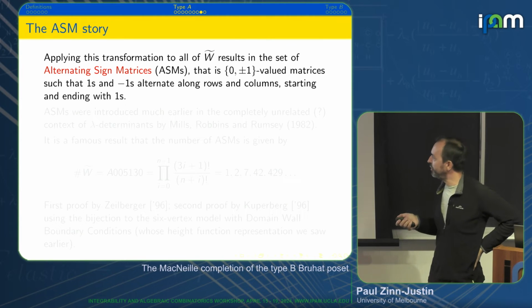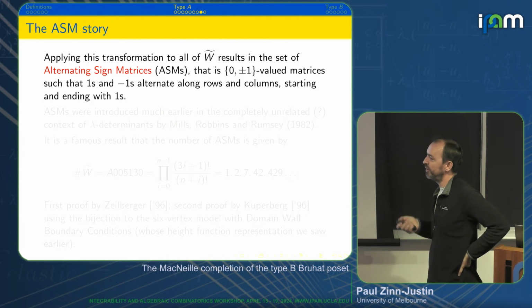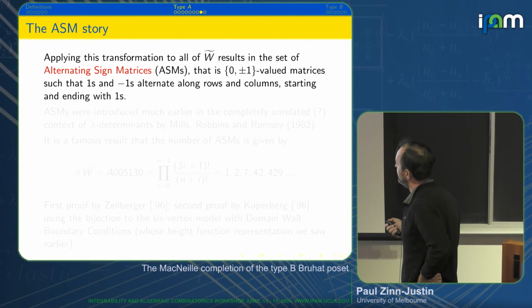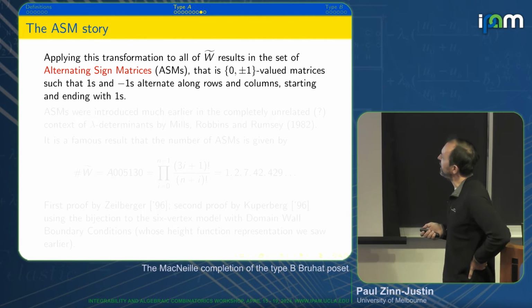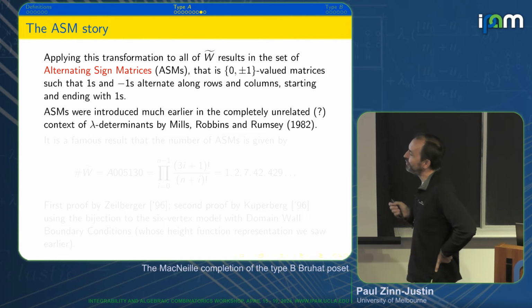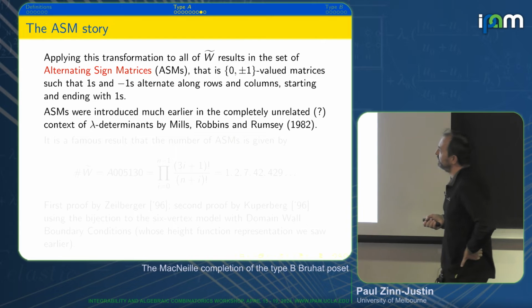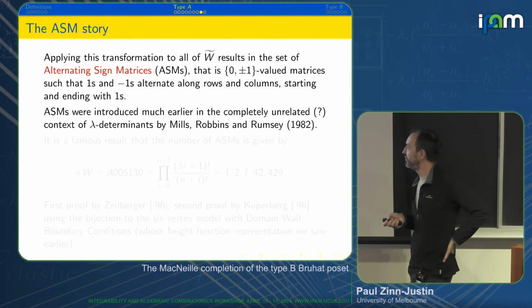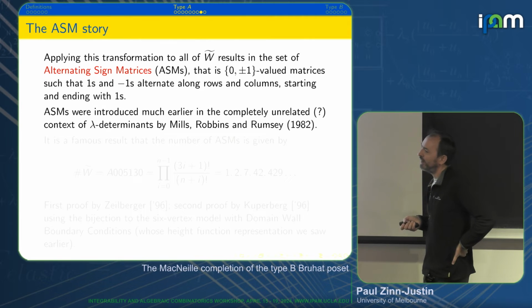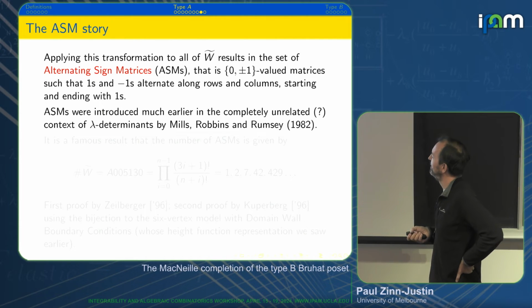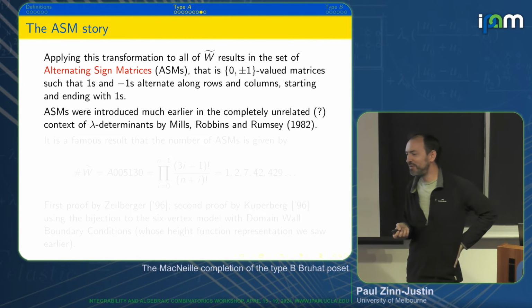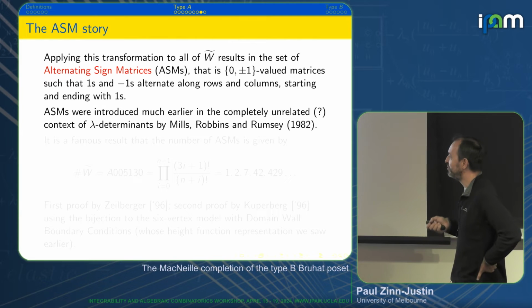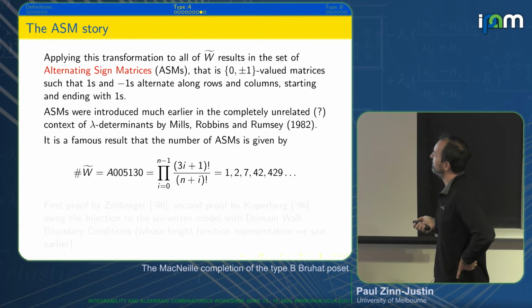Applying this transformation to all of W results in a set of ASMs. This is, again, mentioned in the paper of Lascoux and Schutzenberger as a little footnote. They don't really say much about that, which are precisely those matrices we've seen already yesterday and today. So I'm not going to go through the definition again. Now, what's kind of curious to me is that ASMs were actually introduced much earlier in a completely unrelated work of Mills, Robbins, and Rumsey about lambda determinants. And I don't really know what the connection is between lambda determinants and MacNeille completions. Maybe there is a connection that some people in the audience are aware of, but for me it seems to be completely unrelated. So there's something kind of interesting.